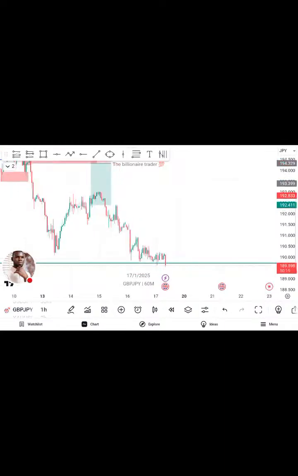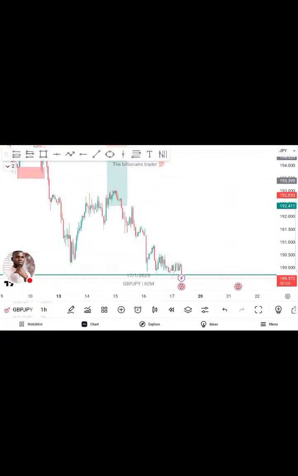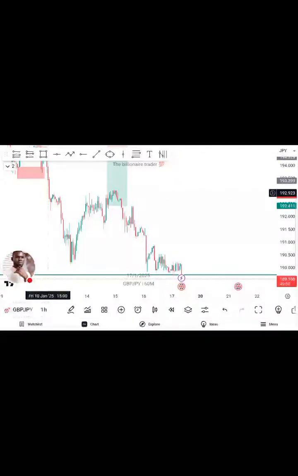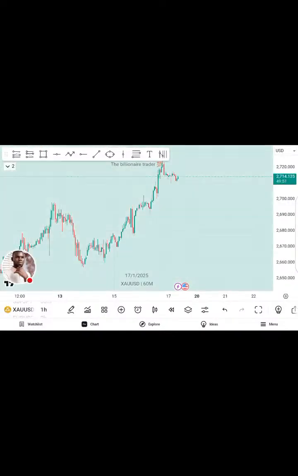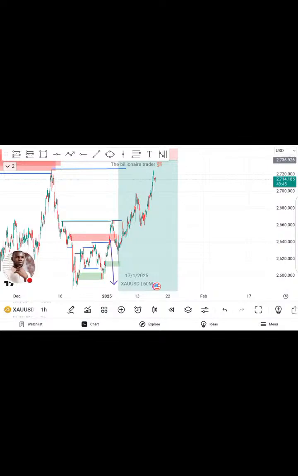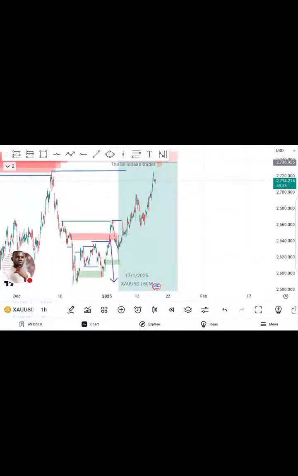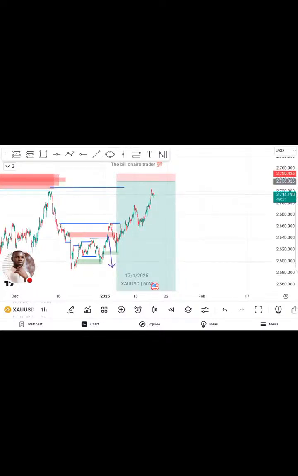GBPJPY is still selling as well. I said I was looking for a sell around this area, that if that should fail, then I'll be expecting price to get to this area, and when you're still following the narration.